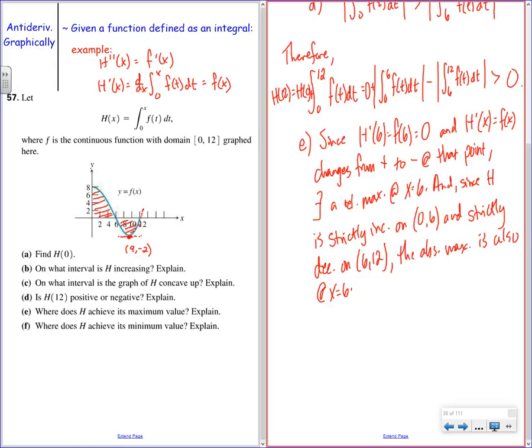Did we get that? It was increasing on 0 to 6 and decreasing on 6 to 12 because it's like above and below. F is equal to H prime, so F's above and below is H prime's positive. Does that make sense? Yeah.